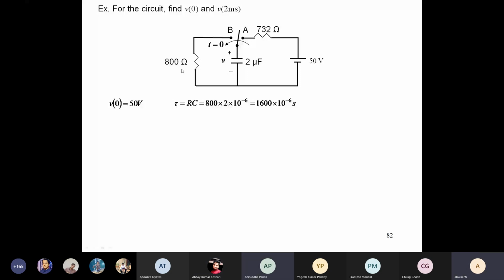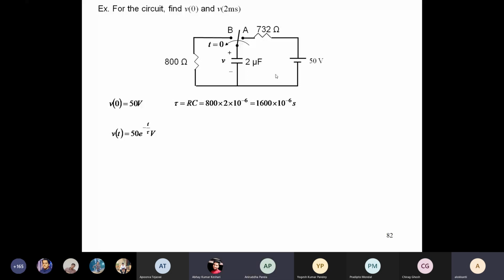Because when t greater than 0, this is the circuit. I have not drawn the two circuits, so it is better to make the situation clear before you. So your V(t) is basically 50 e to the power minus t by tau volts.